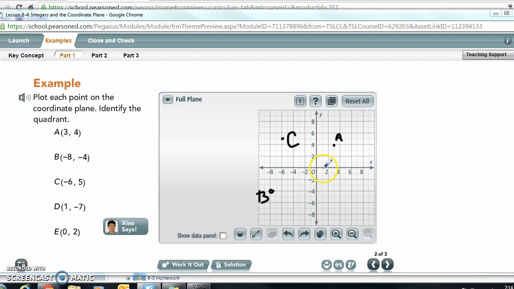D is at (1, -7). And if you want to try E by yourself, go ahead and pause this, okay, and find E.